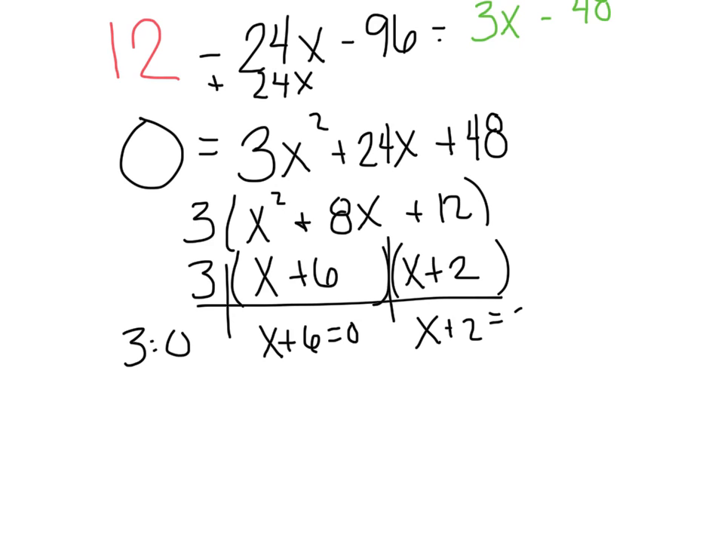And just ask yourself, how many x's are there? Well, first of all, I only see 2 x's. That means this answer is going to get rejected because that doesn't make any sense. If I subtract the 6 over, I get x equals negative 6 and x equals negative 2.